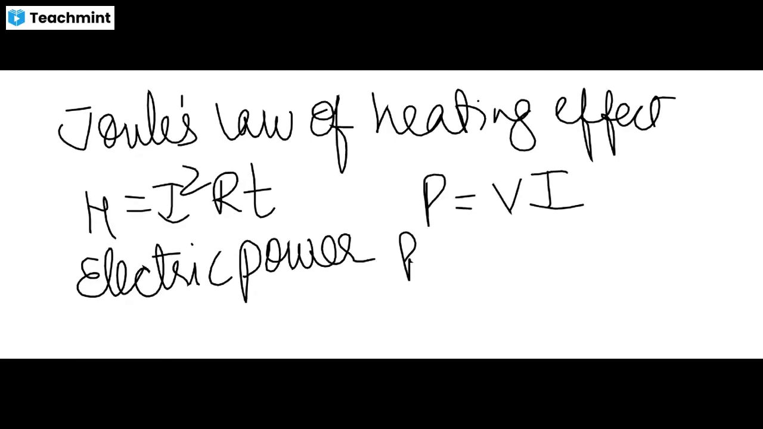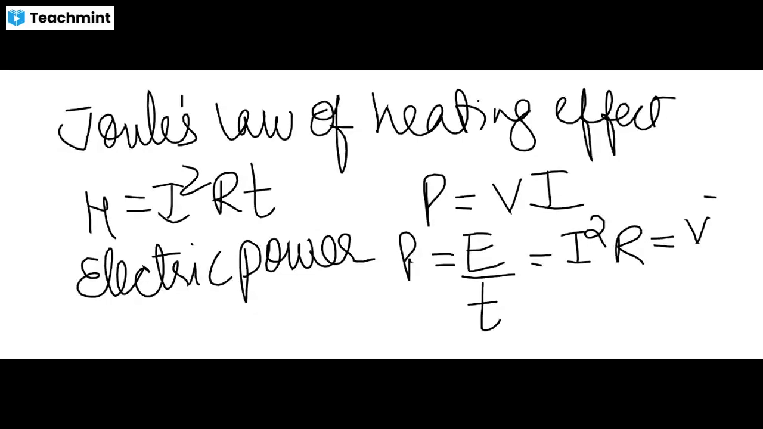Also, in terms of energy, power is the amount of energy consumed per unit time, so E by T. And one more formula, if you use in place of E, I square R T, so Q by T, another. So that is one more formula you can use here: I square R or V square by R. So these formulas you'll be using.